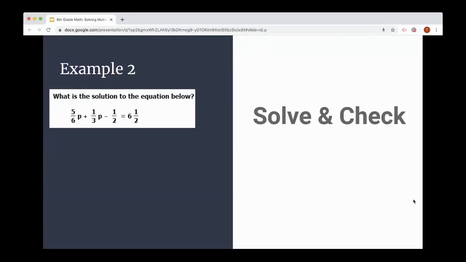Let's move on to example 2. Example 2 says, what is the solution to the equation below? So here you're dealing with a lot of fractions. We have 5/6 p plus 1/3 p minus 1/2 equals 6 1/2. Go ahead and solve and check your work yourself. And then in just a moment, we'll move on to the solution. Go ahead and pause your video now to solve the problem.